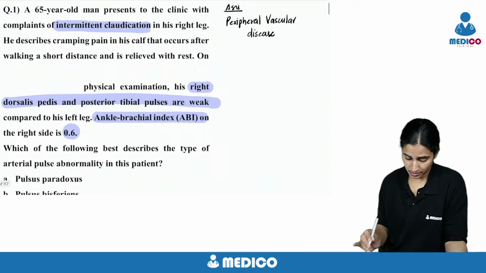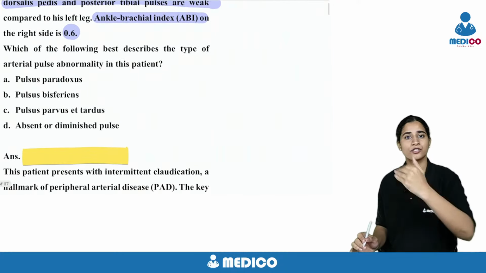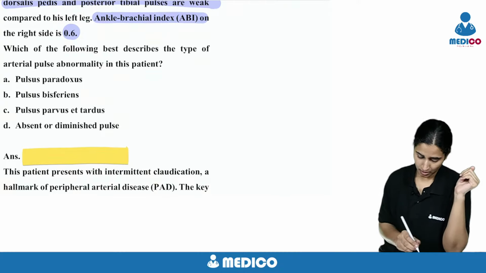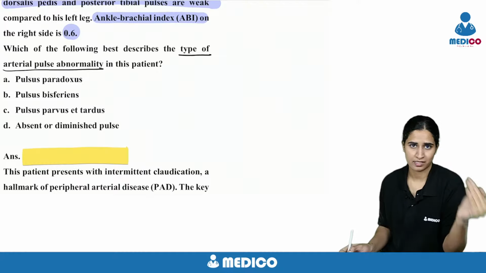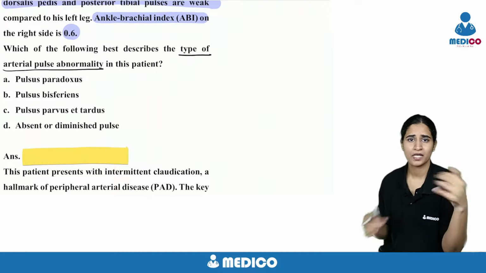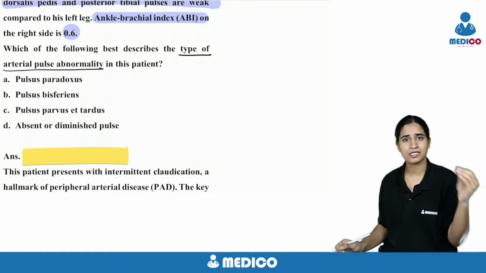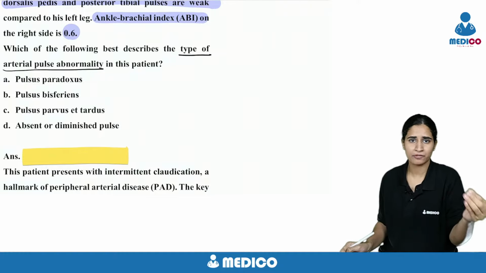So just diagnosing is not enough. He's asking a question on peripheral vascular disease. What type of arterial pulse abnormality do you see in peripheral vascular disease? What is a peripheral vascular disease? When there is decreased blood supply to your peripheral vasculature, you call it a peripheral vascular disease.